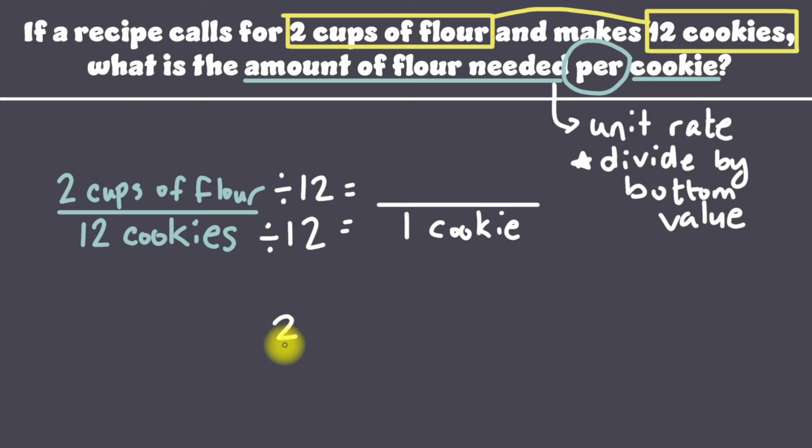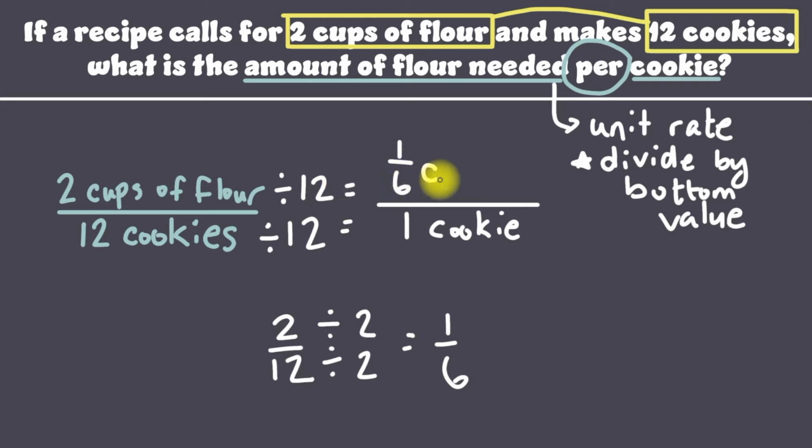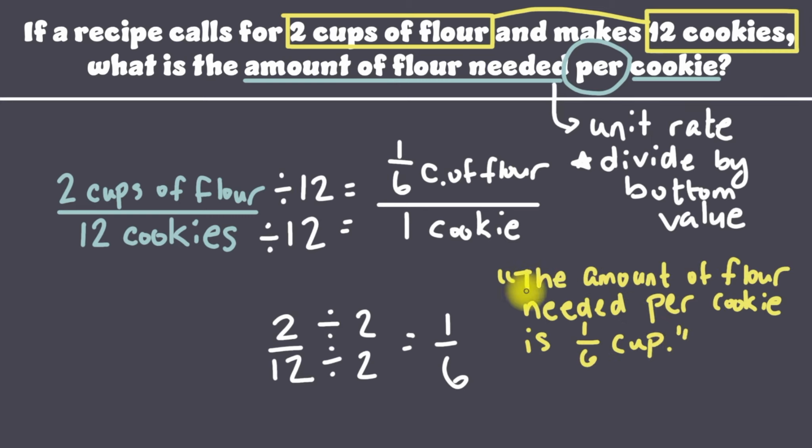If I have 2 over 12, I can reduce that by dividing both by 2, and that's going to give me 1 over 6. So this is 1/6 of a cup of flour. And finally, let's put our answer in a complete sentence. So the amount of flour needed per cookie is 1/6 of a cup.